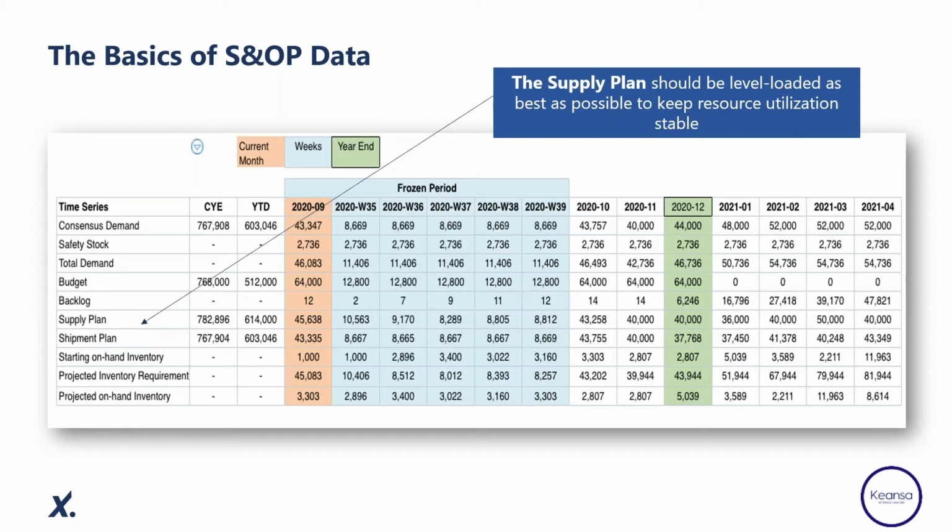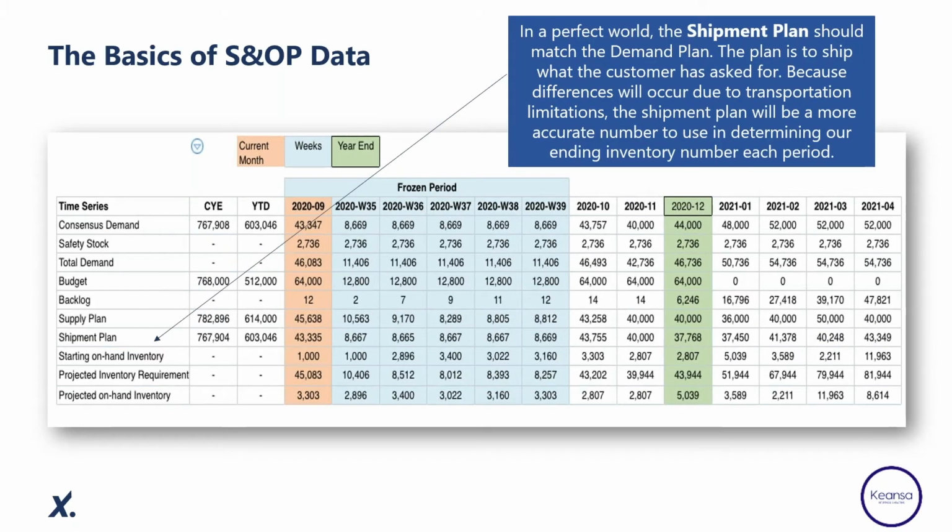The shipment plan, in a perfect world, which hopefully some of you are in, but most of the people we work with are not in a perfect world, should match your demand. So you should be shipping whatever your customers are asking for. However, there are often differences. A customer might want something earlier or later. There could be some shipment limitations. So we do use that shipment plan number to make sure that we have the correct, accurate ending inventory number each month.